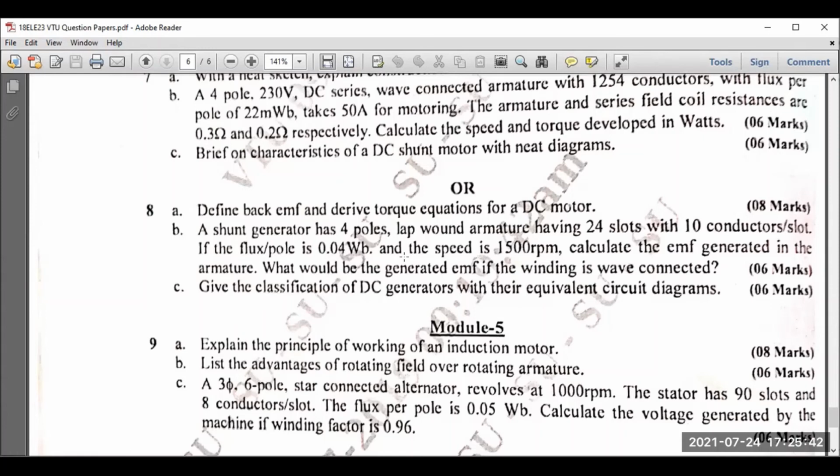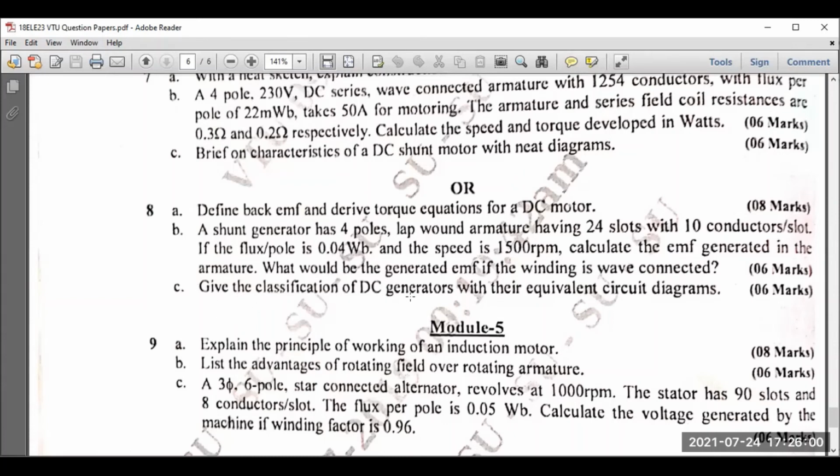Now another question, what would be the generated EMF if the winding is wave connected? For the wave connected system, A is equal to 2. Always remember that the wave connection is mainly suitable for high voltage, low current application. To generate the high EMF, you can go ahead with the wave connection. That you have to mention.